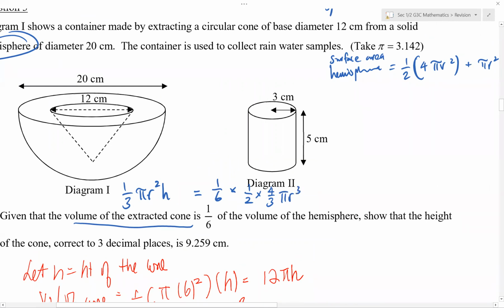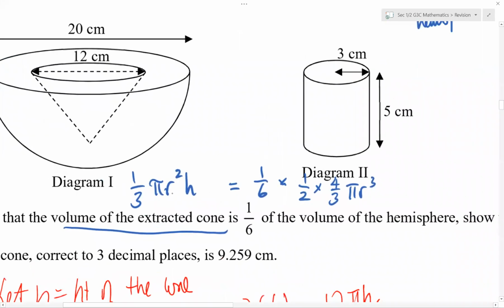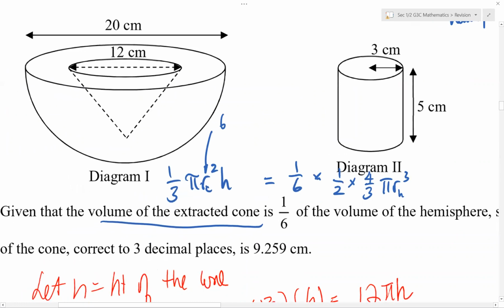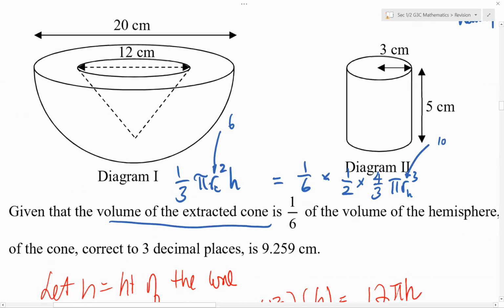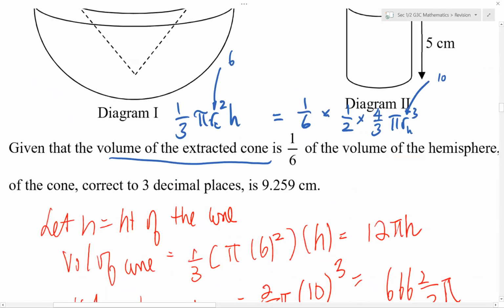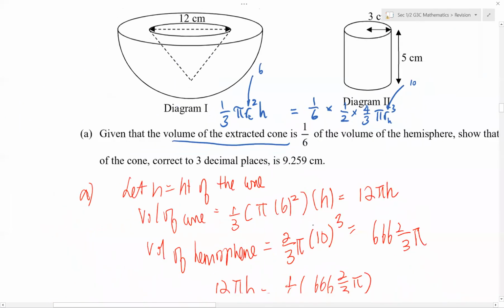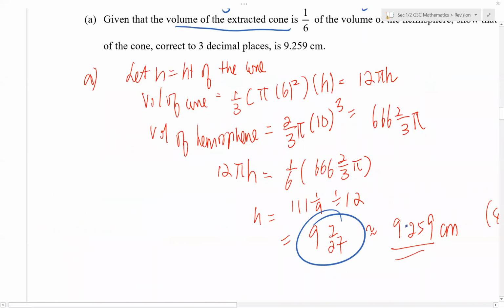So we've got an equation with two unknowns. We've got an unknown r over here, and take note that these two r are different. This is r for the cone, this is r for the hemisphere. We should make a distinction, because for the cone, the radius is just 6. The h is the unknown. For the hemisphere, the r value is 10. So once you do the substitution, you can find the unknown value h very easily, which is 9 and 7/27, approximately 9.259 centimeters.